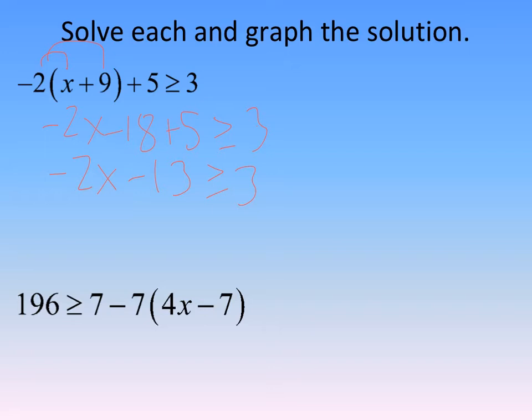Okay, on a roll. I want to get that -2x by itself, so I'm going to add 13. And I'm going to have -2x is greater than or equal to 16. Nice. One more step. Divide by -2. Did I just divide by a negative? I sure did. So I'm going to have x is less than or equal to -8.